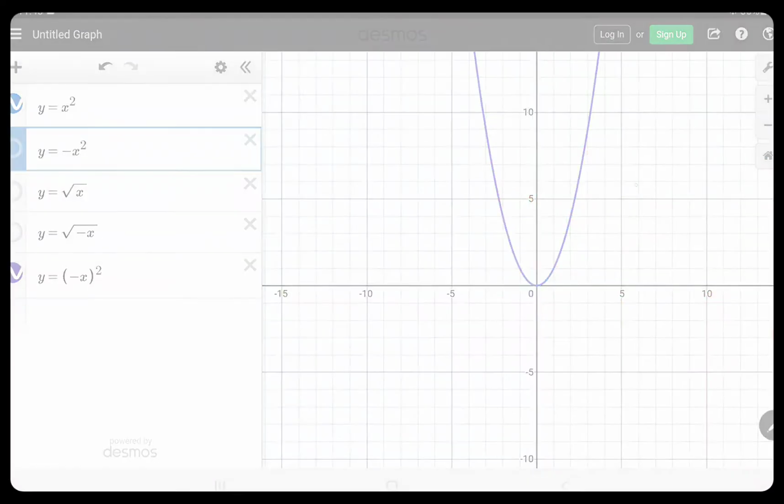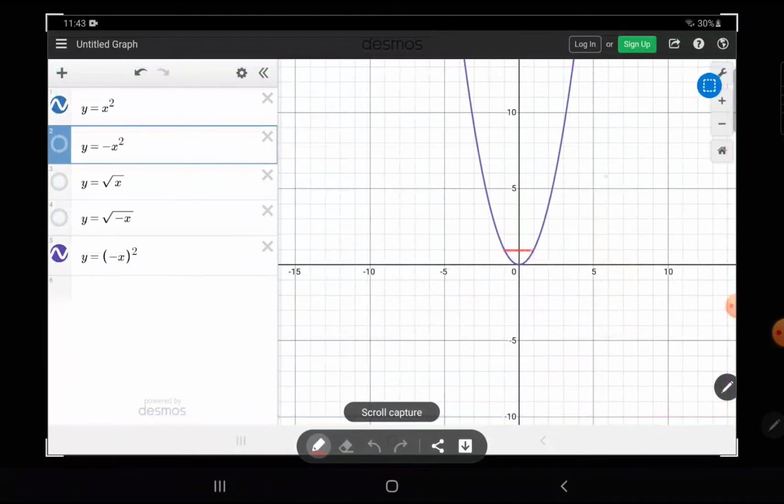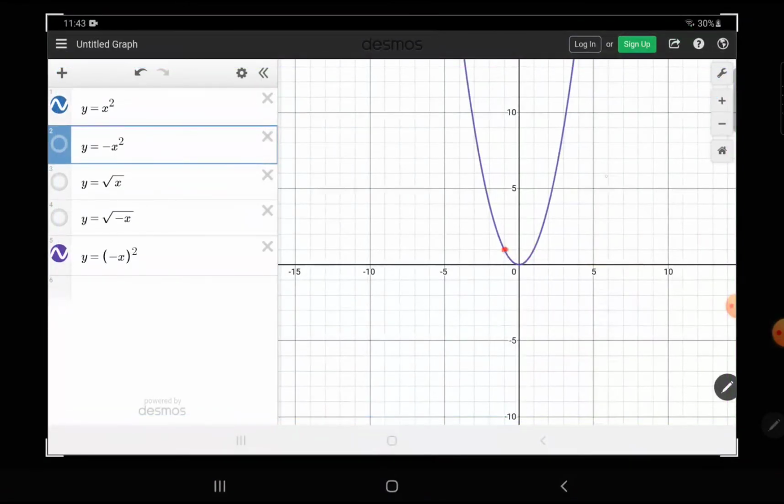As we take a look at the points on the graph, if we were reflecting across the y-axis, then if we had the point negative 1, 1, then that would get reflected over to 1, 1. So that's why it's showing us the exact same graph as y equals x squared. It's just a mirror image of itself.